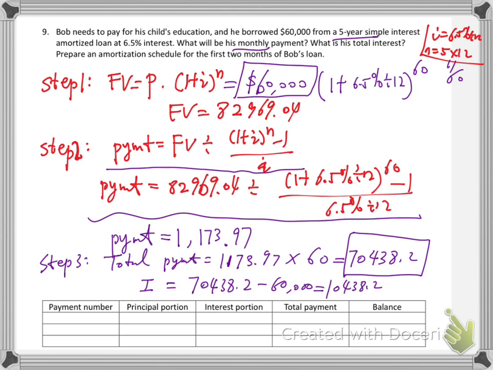Okay, so now we have to make the schedule. For the schedule, the first line is easy. The month 0, we start the plan, we start the contract. So payment number 0, and then beginning balance is 60,000. Now we also know step 2 gives us the monthly payment. So that's the number for every month in this schedule, every month we pay the same amount. Now we have to calculate the principal portion and the interest portion in this monthly payment.